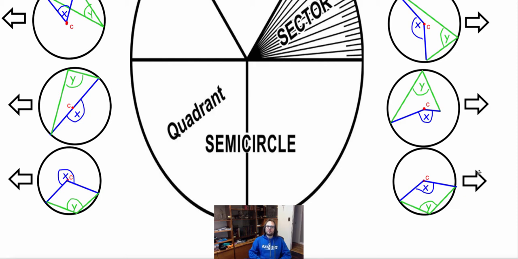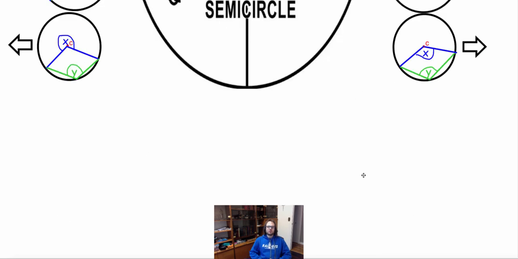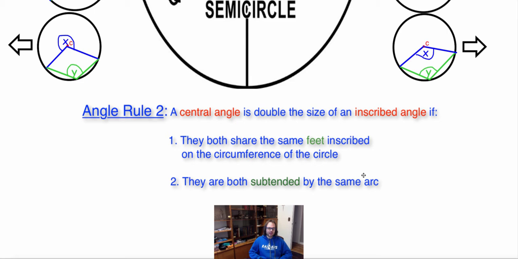So now I want you to pause the video and write down what you think my secret is, but write it down using certain key terms that we've learned before. So the rule you should have figured out is a central angle is double an inscribed angle if it follows two conditions. The first condition is if they both share, the inscribed and central angle, the same feet. The second condition is if both the inscribed and the central angle are subtended by the same arc. If both of those conditions are met, then the central angle will be double the value of the inscribed angle.